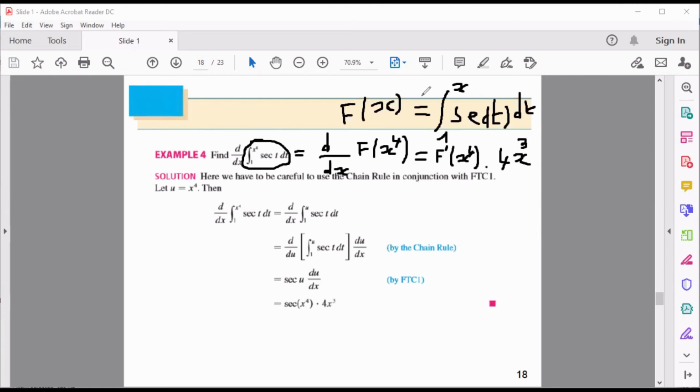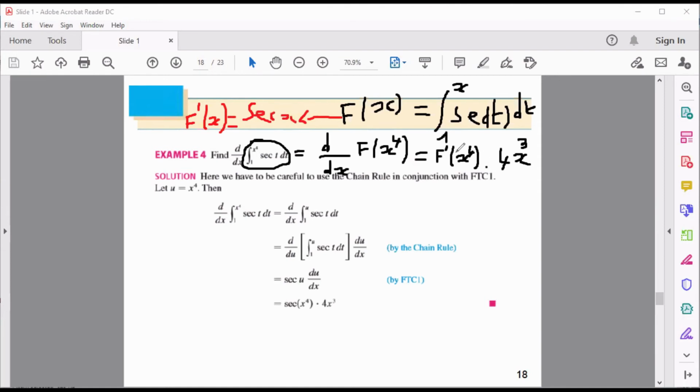Obviously, now the derivative of capital F, when I talk about this function, its derivative is equal to what? F prime of x is equal to sec x. Why? Because it's the integral between 1 and x this time. When I talked about capital F, it's the integral between 1 and x. That's why its derivative is sec x. I don't have any problem.